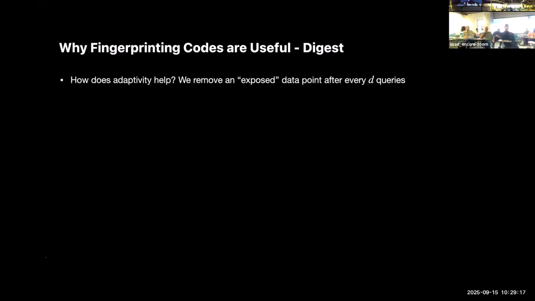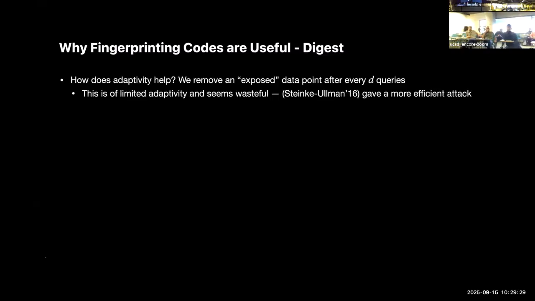First of all, how does adaptivity help in this process? If you think about it, the only place where we use adaptivity is that we remove an exposed data point after every d queries. This is a kind of limited adaptivity and seems wasteful. So why would you complete a full epoch and then start the attack? To address this, the follow-up paper by Stanka and Woman gave a more efficient attack, where you can compromise an ADA algorithm with n squared rounds of interaction.